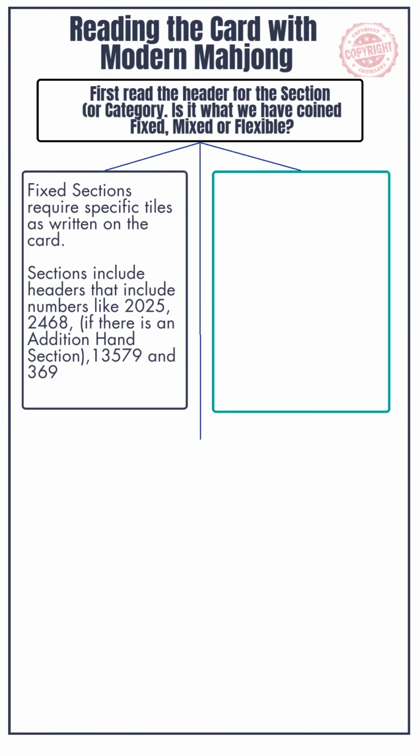If a hand is in a fixed section, these sections require specific tiles as written on the card. Fixed sections include any header that's a number. So that would be the year, every year, 2, 4, 6, 8, which people call even sometimes. If there's an addition or multiplication hand, which this year they're just kind of put throughout the different sections, 1, 3, 5, 7, 9, which people call odd, and 3, 6, 9. So all of these are fixed sections.